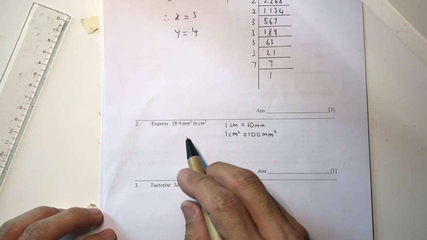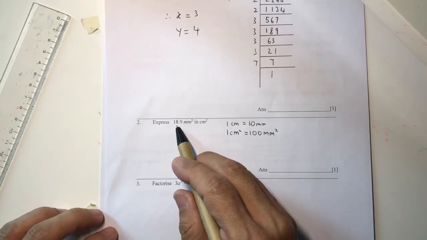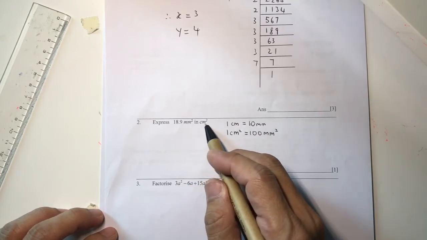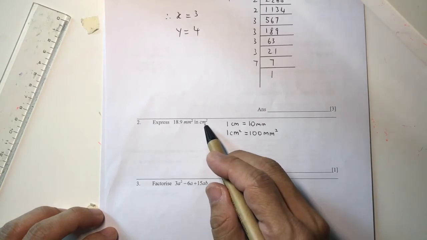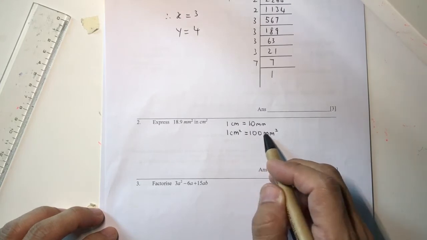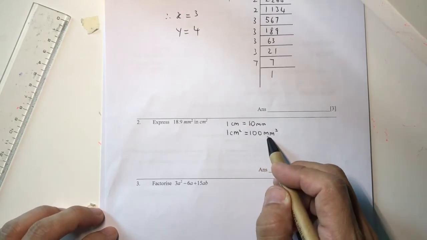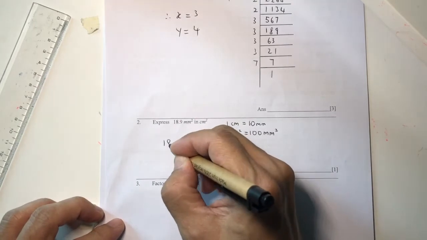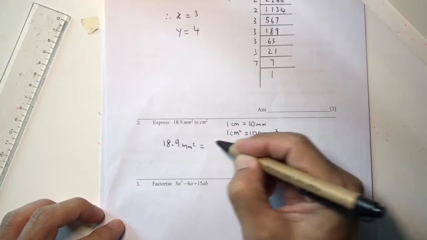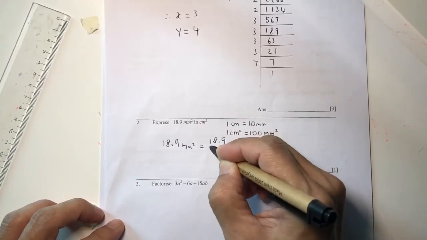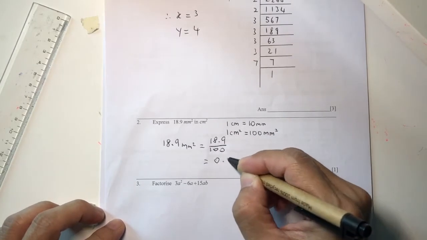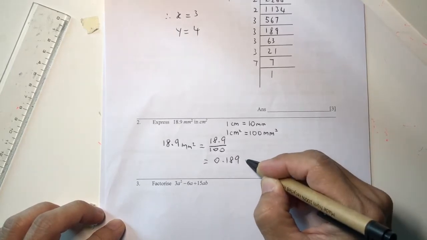In the second sum, we have to express 18.9 millimeter square to cm square. We know that 1 cm is 10 millimeter. Therefore, squaring both sides, we have 1 cm square is 100 millimeter square. Therefore, 18.9 millimeter square will be equal to 18.9 divided by 100. And that gives us 0.189 cm square.